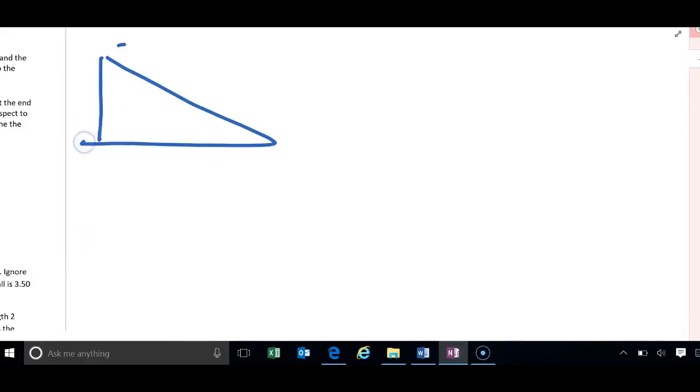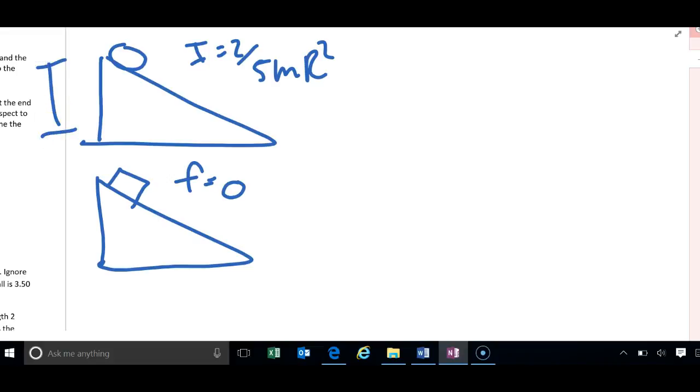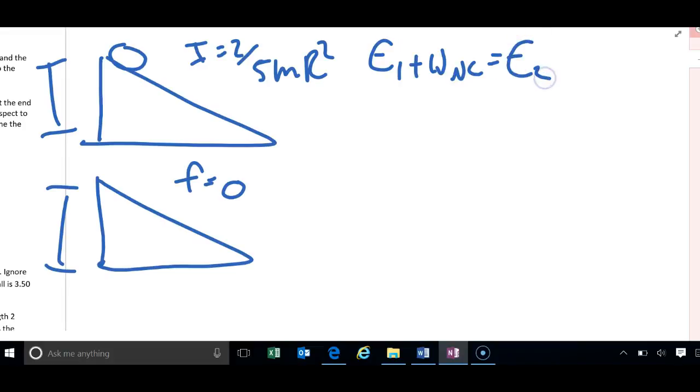So I have a marble or a sphere which has I equals 2/5 mr squared. Now that one has friction, compared to a box with 0 friction, doing their speed at the bottom. Now we could do forces, but the easier method, once you have a change in height, is going to be energy, especially if you don't have friction, like this bottom example, and the top one we said rolling friction does 0 work. So I would start with energy at 1 plus work non-conservative equals energy at 2.